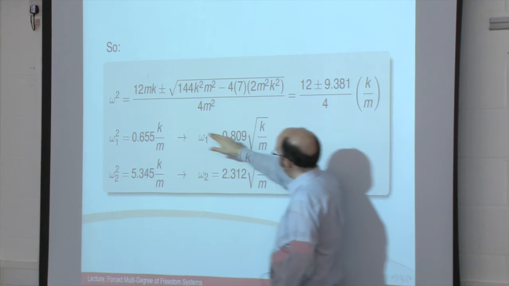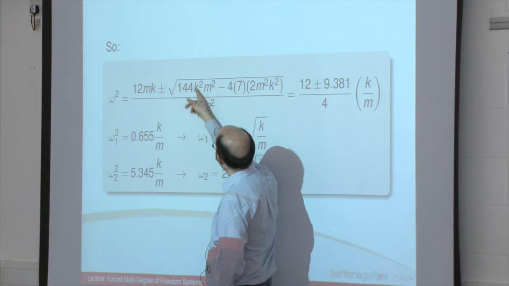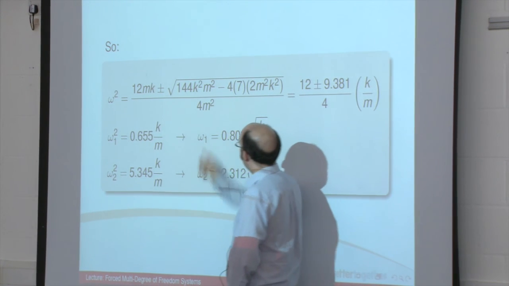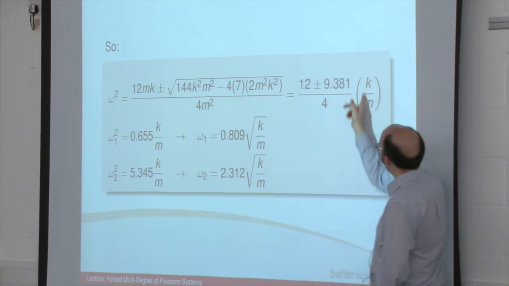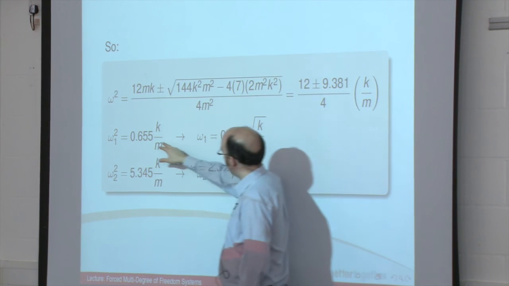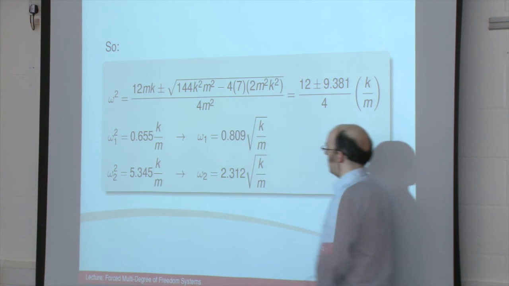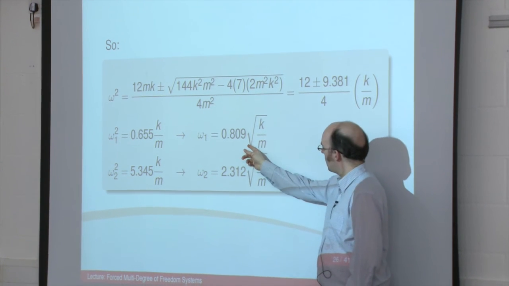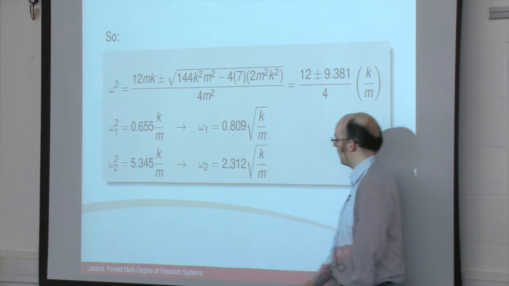And obviously we've got an m. This k squared m squared is going to come out as k upon m. The m's will cancel. You end up with k upon m here. So obviously you've got our two values here. 12 minus 9.381 is 0.655. You square root it, you get 0.809. Obviously don't forget your root k upon m here.